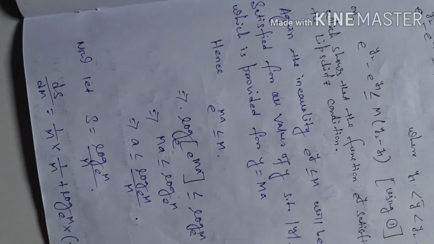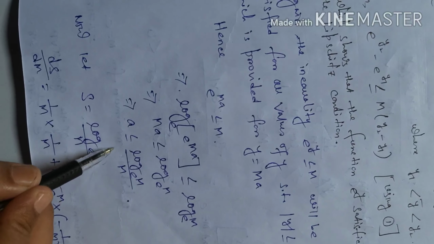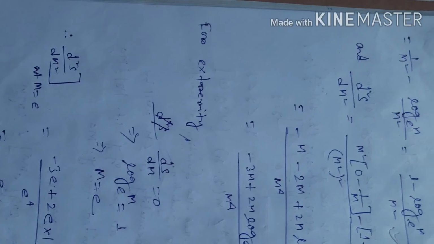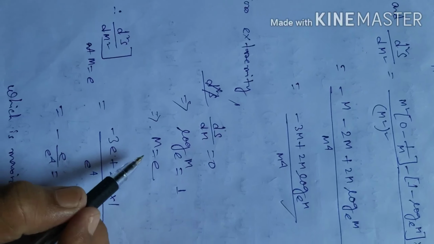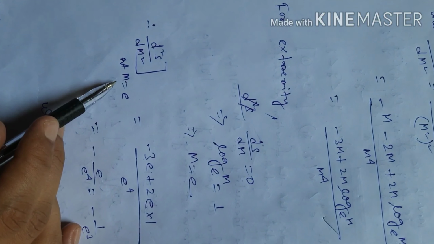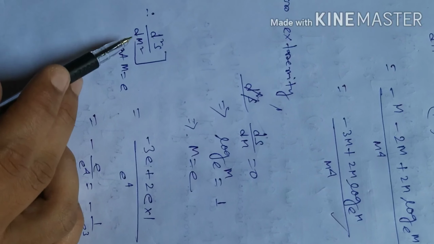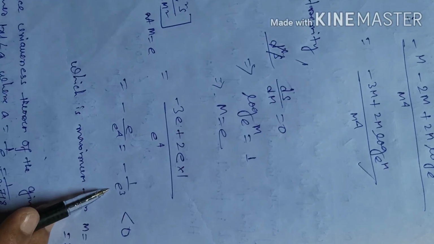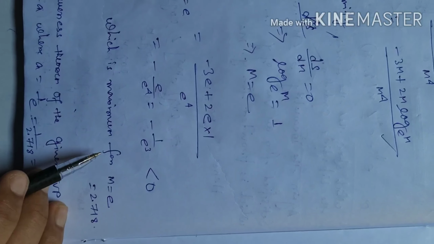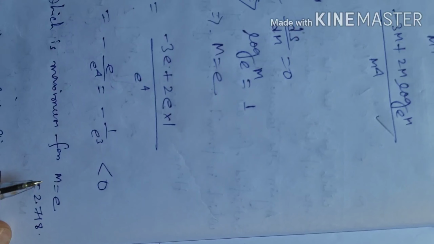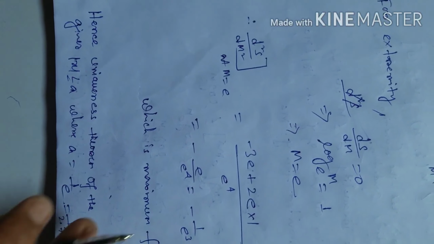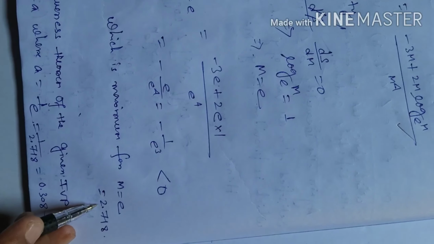Since our target is to find the maximum value of s, we calculate ds/dM and d²s/dM², and for extremity we know ds/dM = 0, and thus we get M = e. At this point, that is M = e, d²s/dM² is equal to −1/e³, which is less than 0, since e lies between 2 and 3, and the actual value of e is 2.718, which is the maximum for M equal to 2.718.